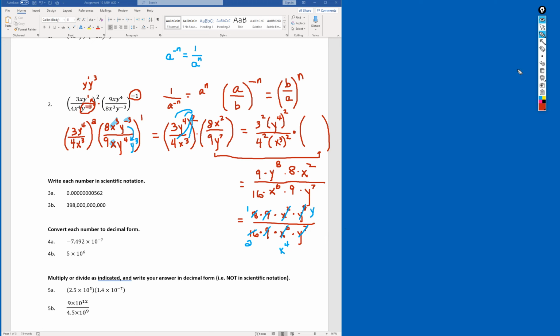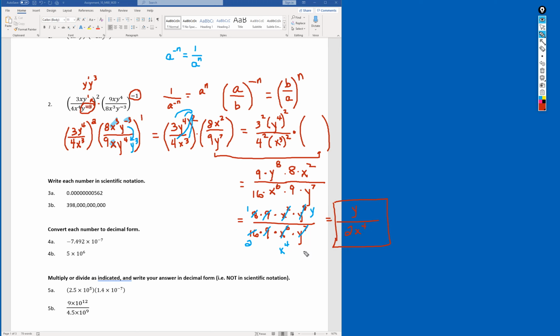So now, if I go across and just see what's left, well, just a 1, which I don't need to write, and a y. So just a plain old y in the numerator. And in the denominator, I've got 2 times x to the 4th. 2x to the 4. All right. So that would be your final answer for this one.